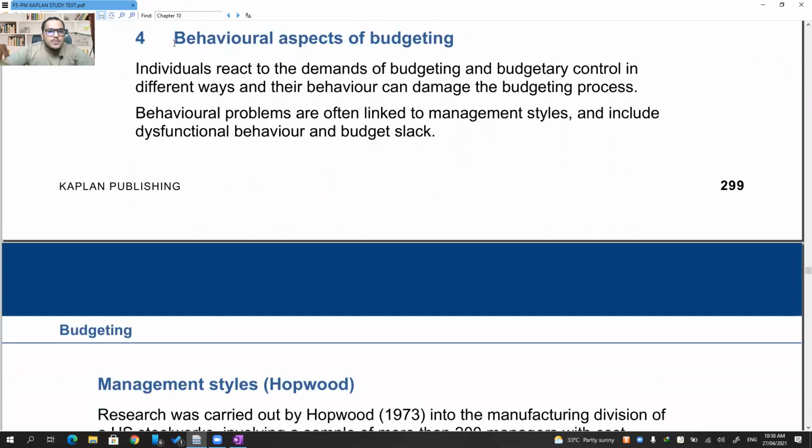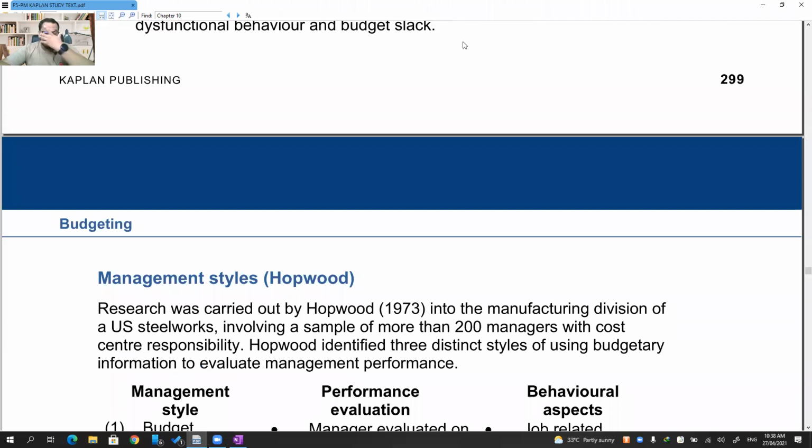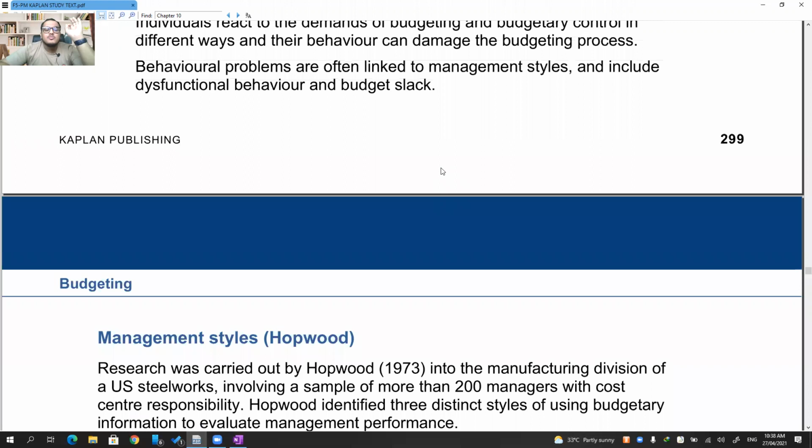Now, behavioral aspects of budgets. Okay, so please see here. Just now I told you we were talking about these behavioral aspects only. There is a topic called Hopwood's management style. There are 3 different types of management styles according to Hopwood. What are those 3 different management styles, sir? One is called budget constraint style. Second one is called profit conscious style. And the third one is called non-profit style.